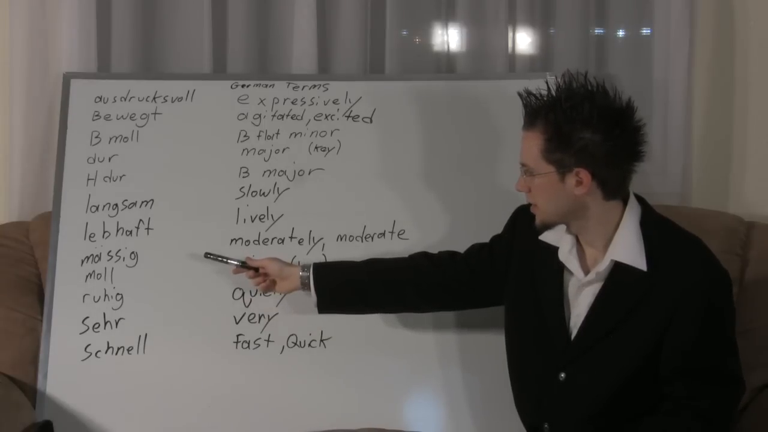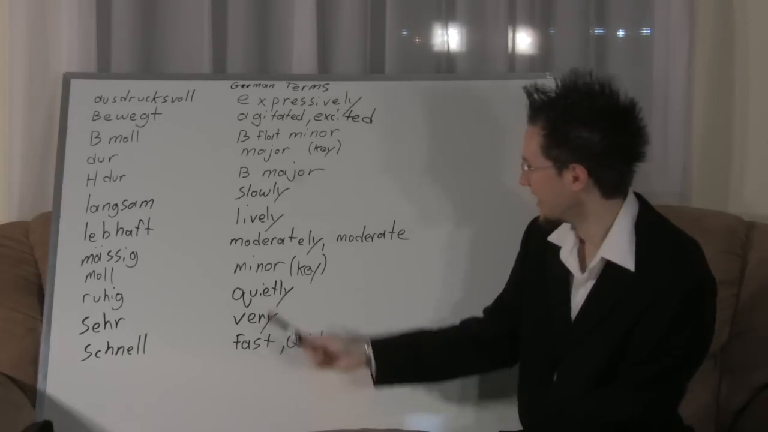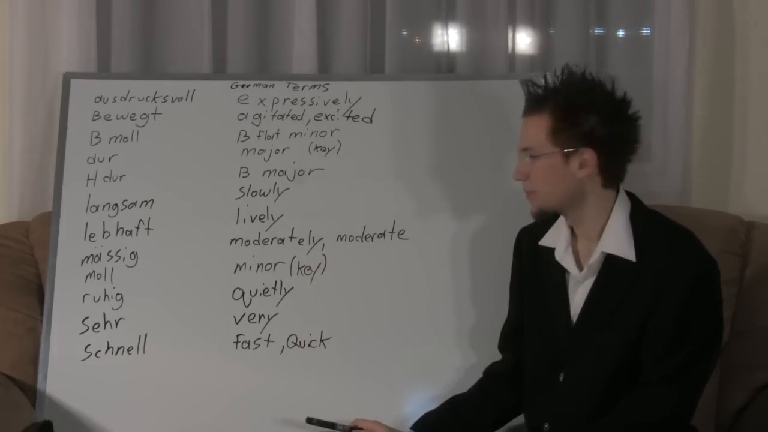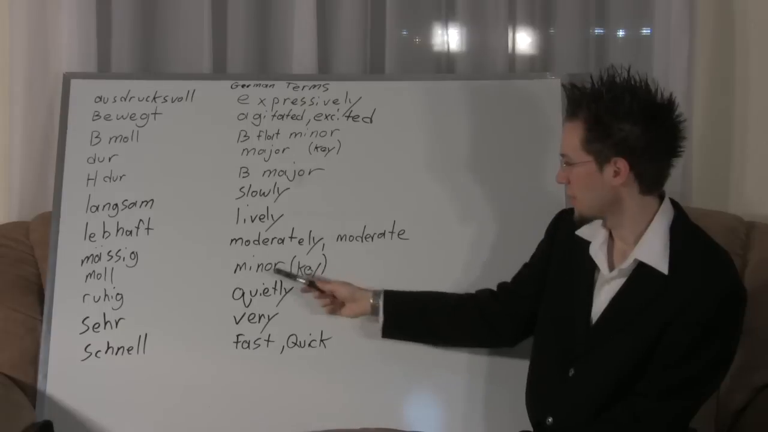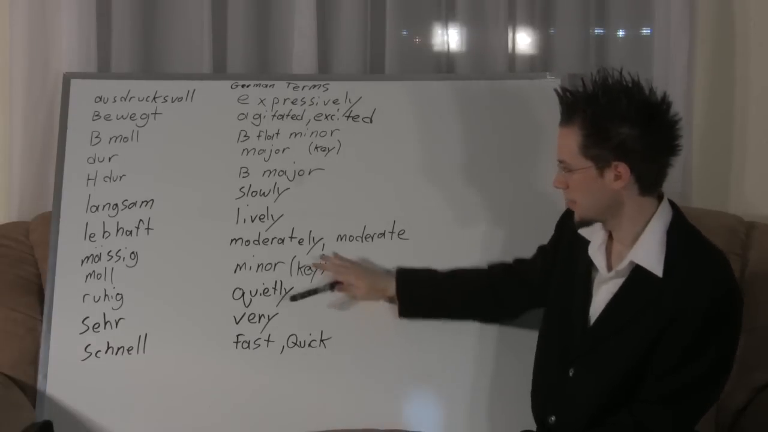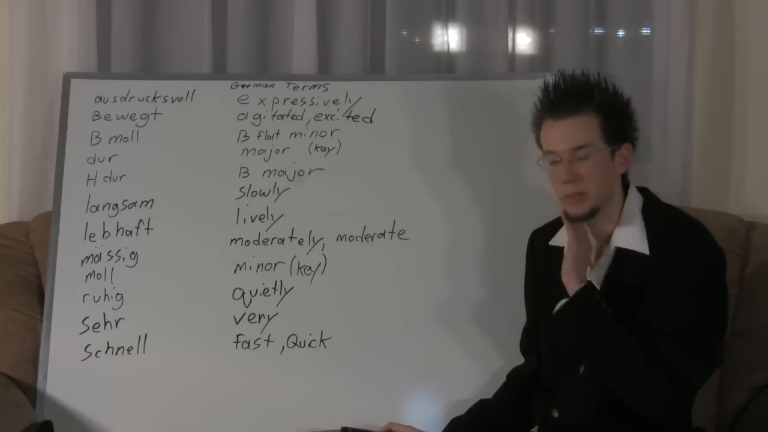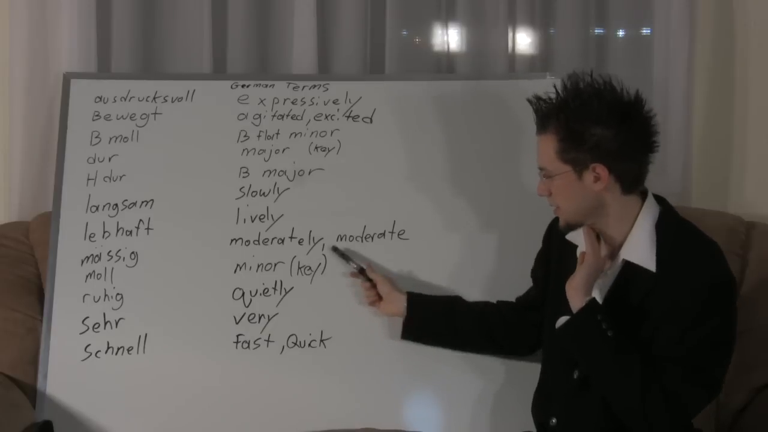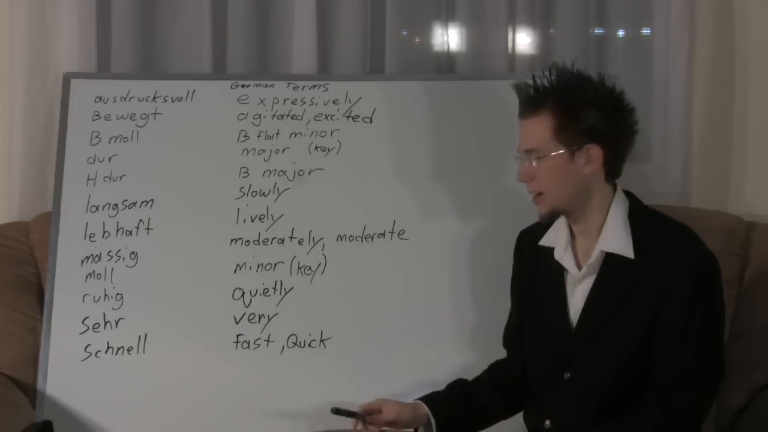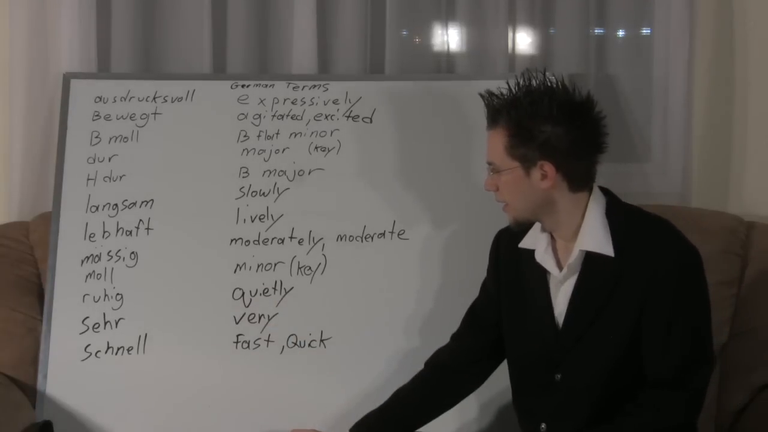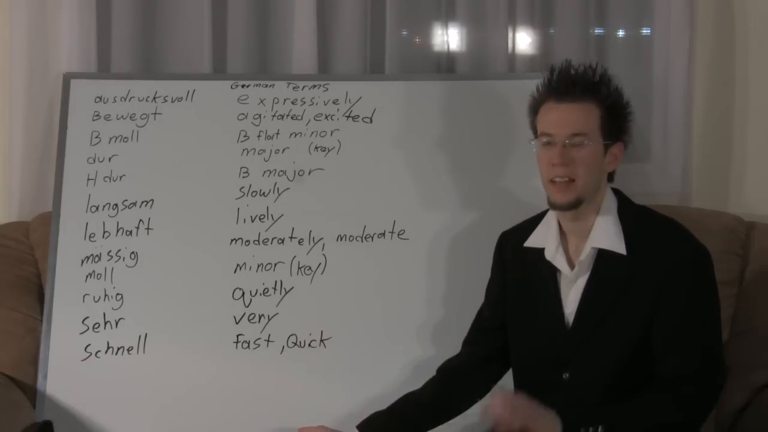Mäßig, I think, I don't know. M-A-S-S-I-G. Moderately or moderate. Okay. And then moll, M-O-L-L, is minor key. And I think it just means minor, and then the bracket here, that's what it was saying in my dictionary, is referring to the minor key, not like a minor in a mine shaft or anything like that. I'm sure that's probably a completely different word.